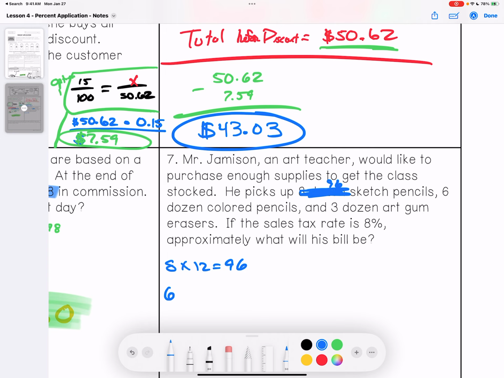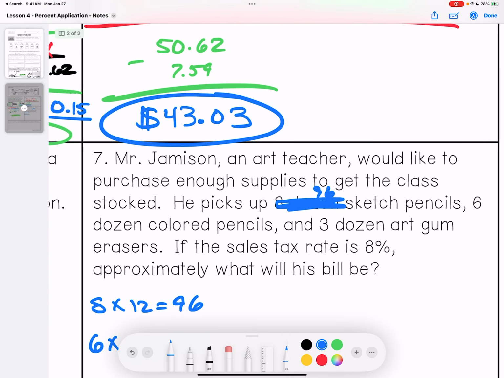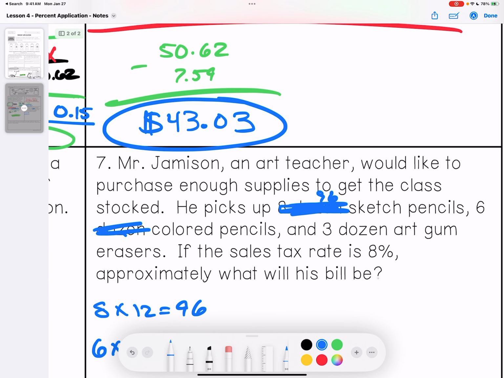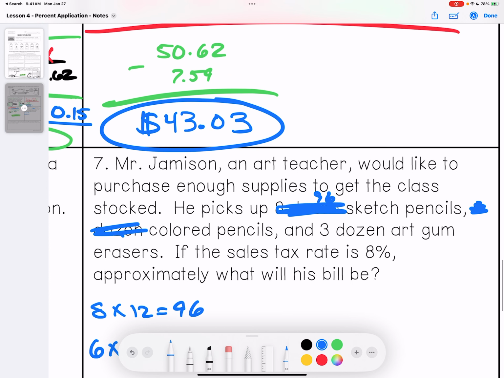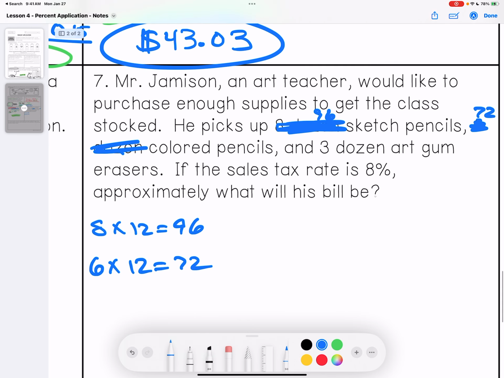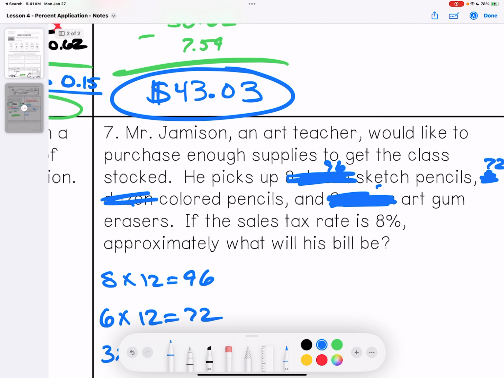6 dozen. 6 times 12 is 72. So he got 72 colored pencils. And he got 3 dozen. 3 times 12 is 36. So you got 36 art gum erasers. If the sales tax rate is 8%, how much will this bill be?